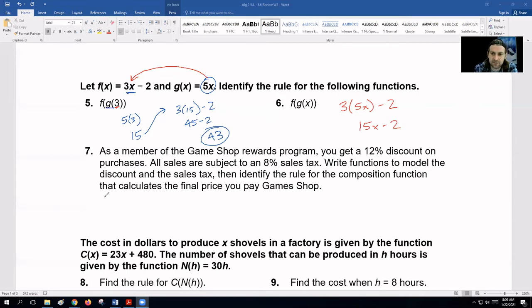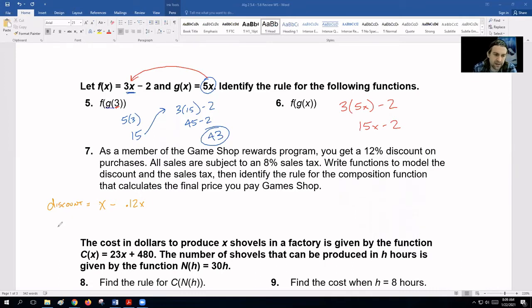Here we go. So if you get a 12% discount, that means your discount is equal to, we have a price, right, times 0.12. And then we actually got to subtract that from the original. So a couple different ways we can figure that out. If you think about it here, we have an original price for an item minus 0.12 times that. And so there's the discount.